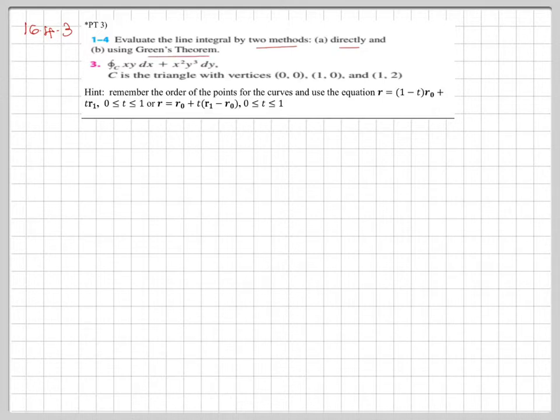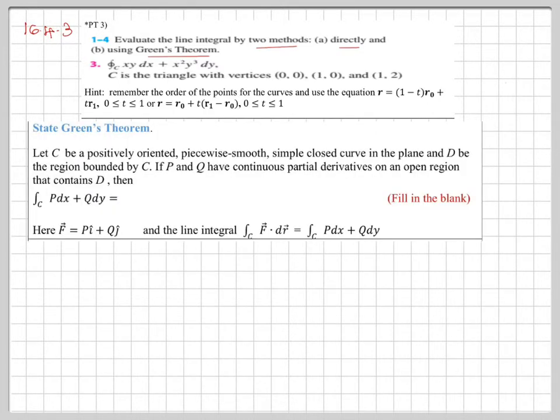So we are asked to evaluate the line integral by two methods. One directly, the other by Green's theorem. So we have to know what Green's theorem is. Let C be a positively oriented, piecewise smooth, simple closed curve in the plane and D be the region bounded by C.